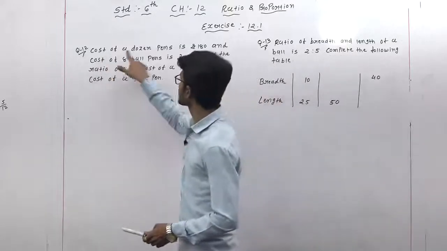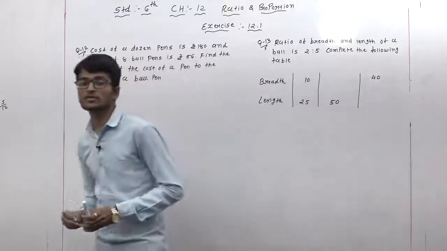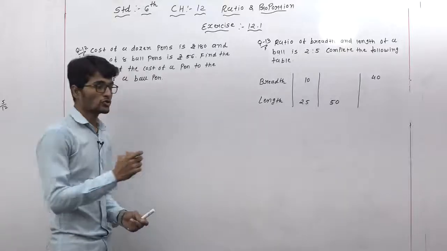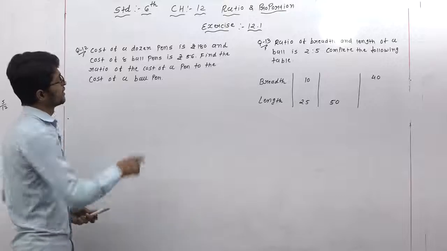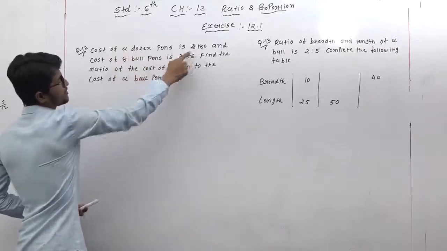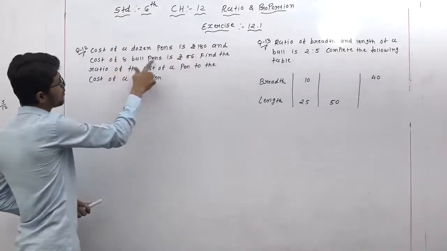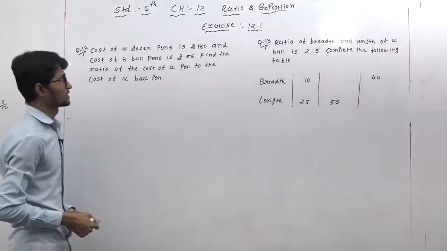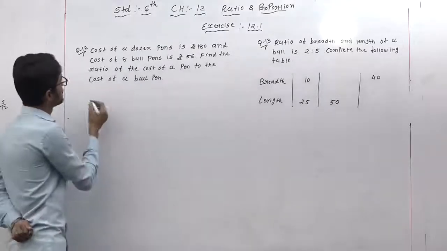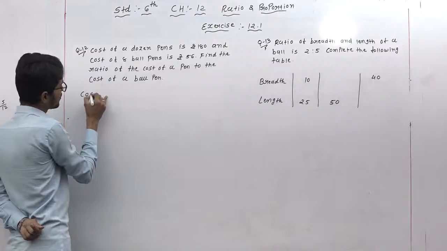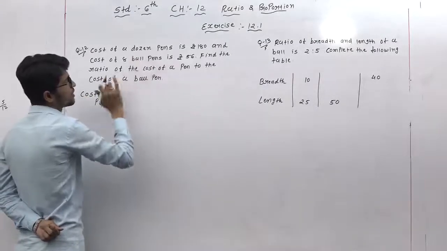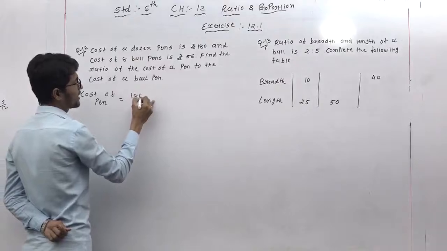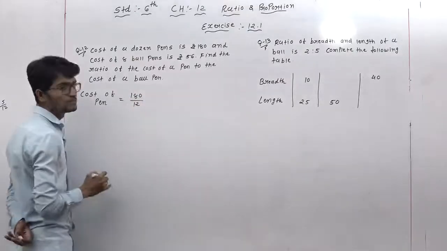So first of all, the cost of a dozen pens. It means a dozen. So in a dozen, how many? Total 12. Right? So 12 pens cost rupees 180 and 8 ball pens cost 56. So first of all we have to find the cost of a pen. So for 12 pens, this means 180 divided by 12.